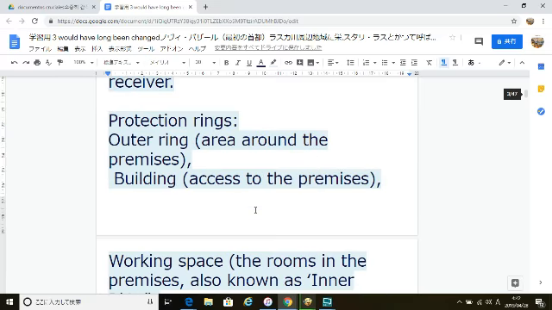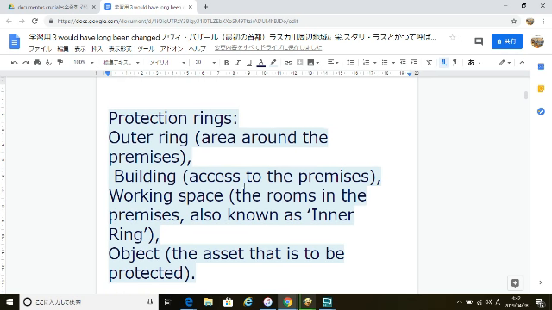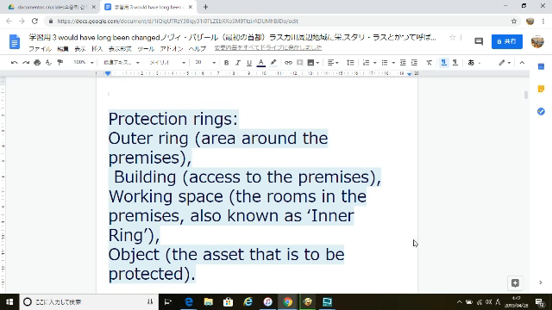Protection rings. Outer ring, area around the premises. Building, access to the premises. Working space, the rooms in the premises, also known as inner ring. Object, the asset that is to be protected.